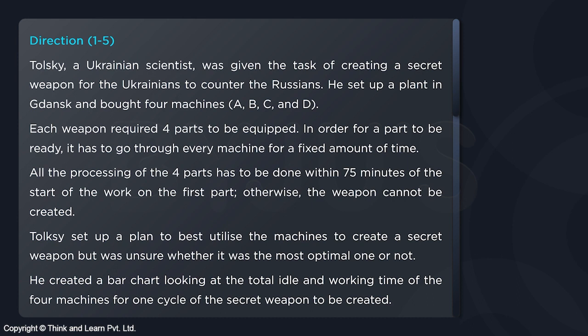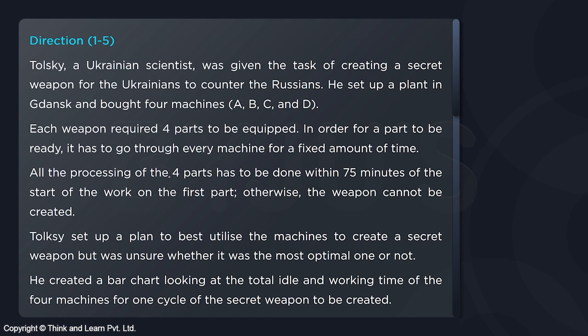Tolsky set up a plan to best utilize the machines to create a secret weapon but was unsure whether it was the most optimal one or not. He created a bar chart looking at the total idle and working time of the machines for one cycle of the secret weapon to be created.